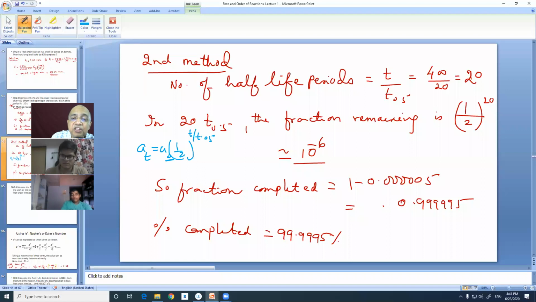And if you bring A0 to this side, AT by A0, that we were discussing some time before, the fraction of the reactant remaining, is half to the power x. X is the number of half-lives. So if you know the number of half-lives to be 20, then half to the power 20 is the fraction remaining, AT by A0. Once we know the fraction remaining, then 1 minus that will be the fraction reacted.